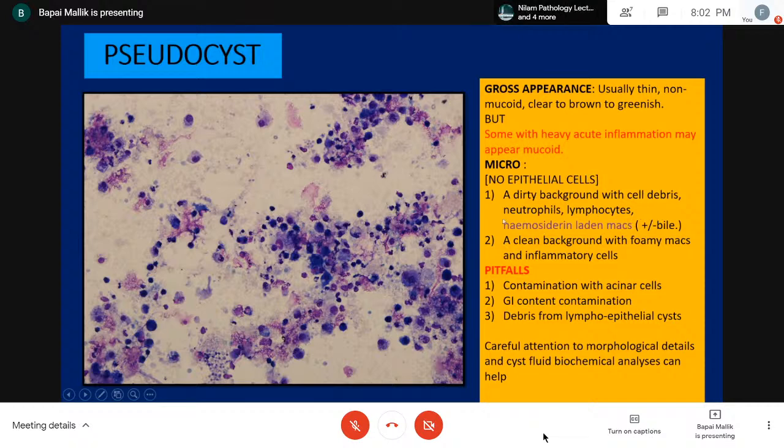Hemosiderin-laden macrophages are present and they may contain bile. But sometimes you may not have a dirty background. You may have a clean background with just foamy macrophages and inflammatory cells. The pitfalls to keep in mind are contamination with acinar cells, GI content contaminations, and debris from lymphoepithelial cysts. These can look very dirty. We are going to see some pictures later on. So a careful analysis of morphological details and cyst fluid biochemical analysis can help in these cases.